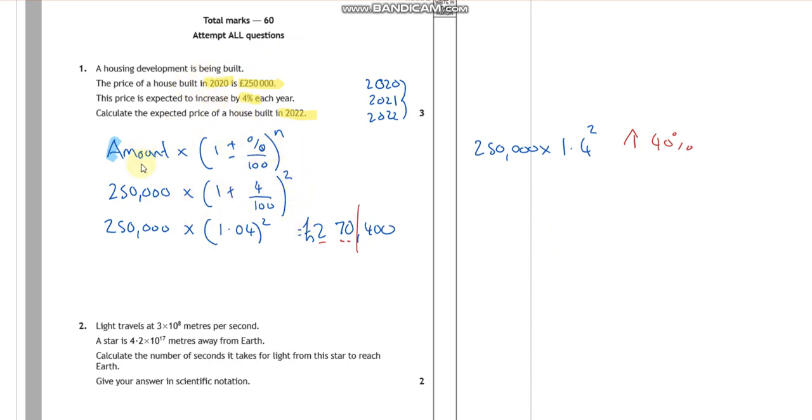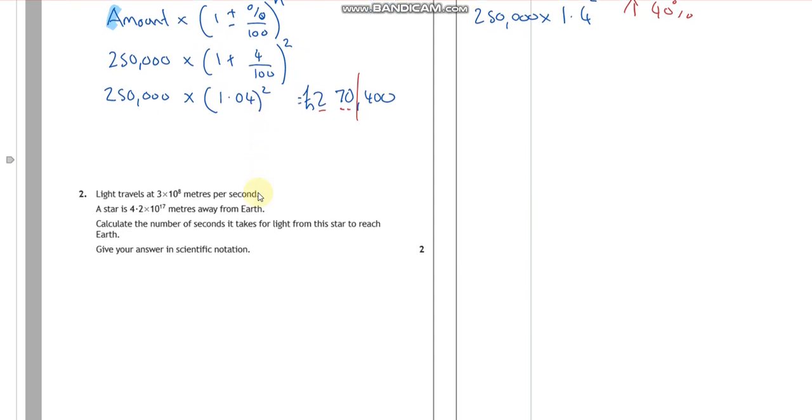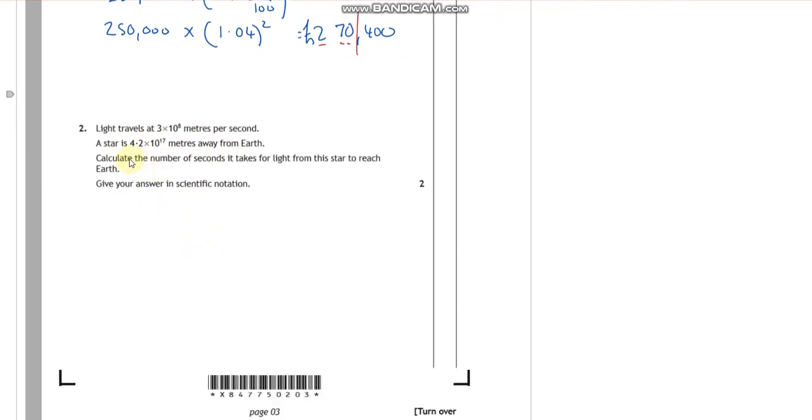Where you start off with an amount equals a percentage. Next one, scientific notation questions. People don't like these questions because the numbers are all a bit mental, but just have a wee think of what it's saying. Light travels at 3 times 10 to the 8 meters per second. A star is that many meters away. Calculate the number of seconds it would take to reach Earth.